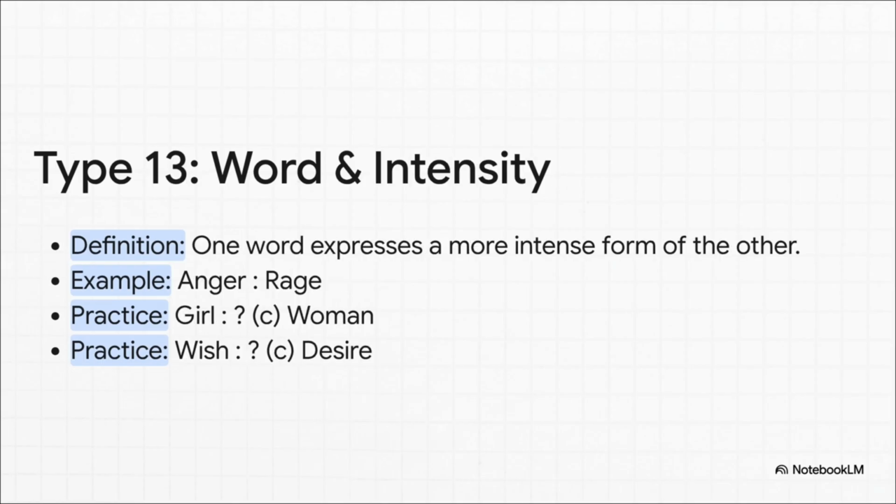Answer A. This next type is really interesting. It's about intensity. Think of it like a volume knob. One word is just a more powerful, cranked up version of the other. So anger, when you turn it all the way up, becomes rage. Following that logic, a plant develops into a tree. A girl develops into a woman. Answer C. And a simple wish, when it gets really intense, becomes a strong desire.